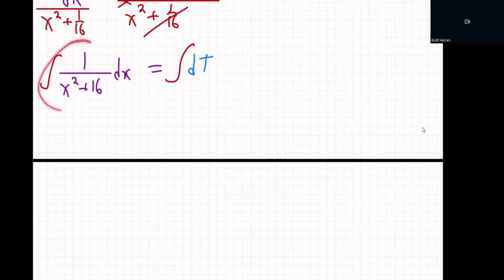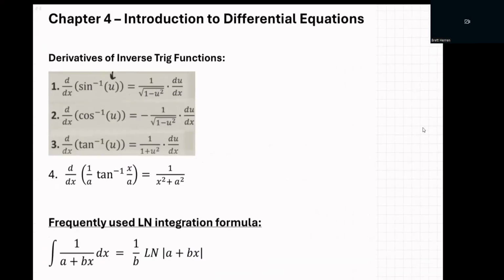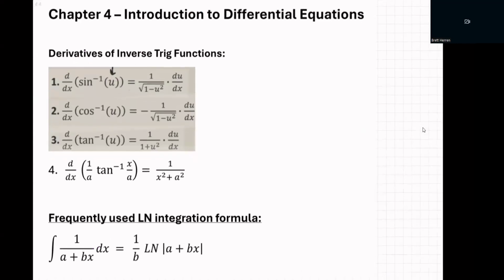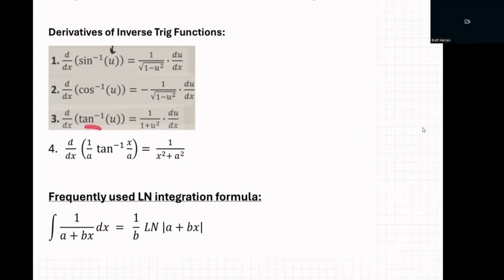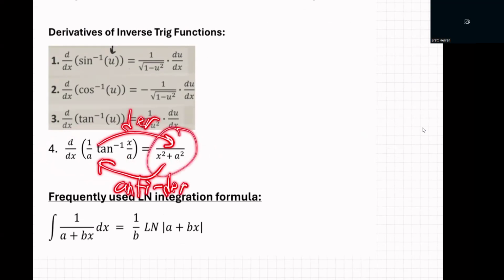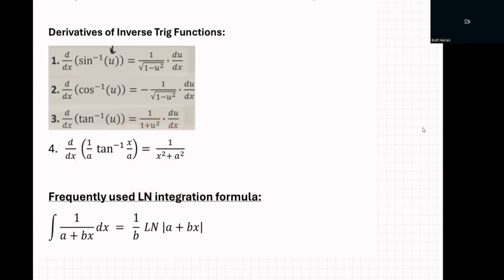Now, how do you integrate this left side? Well, we have a formula, and here it is from the notes. This is the Chapter 4 Introduction to Differential Equations notes I gave you. Basically, the derivative of this goes to that, so the integral of this goes back to that, right? So derivative this way, antiderivative or integral that way. So the antiderivative of that is that. That's what that means, right?